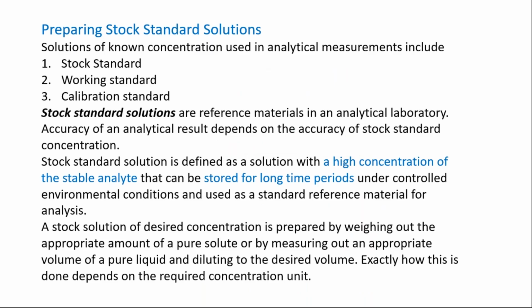Now, how do you prepare stock standard solutions? In a laboratory, we generally make 3 types of solutions. One is the stock standard, the other is the working standard, and the last is the calibration standard. So the stock standard generally is a higher concentration solution of a stable analyte which we can store for a very long time. So the stock standard is made by any of the methods that I described previously. It could be a molar solution or normal solution or a ppm solution or a ppb solution. So make the stock solution and keep it.